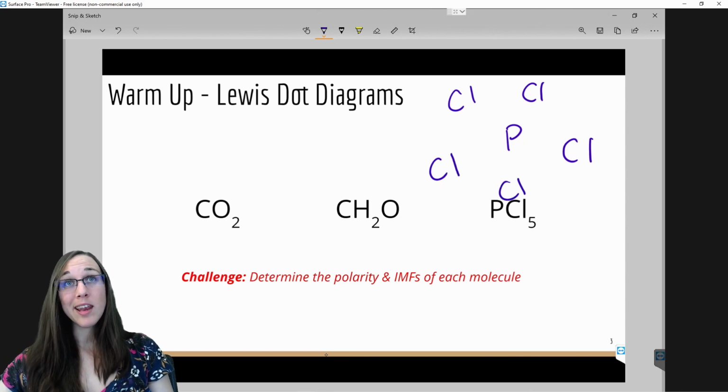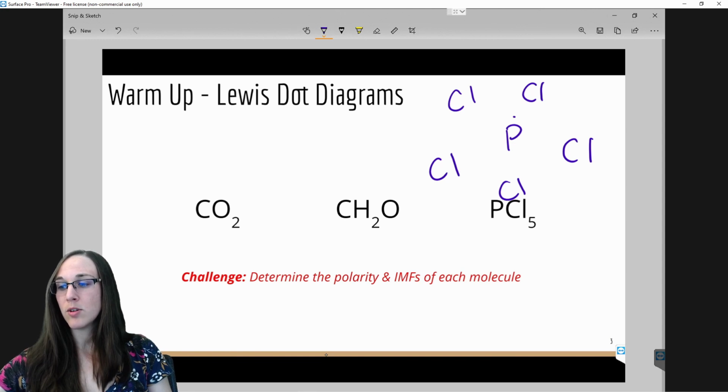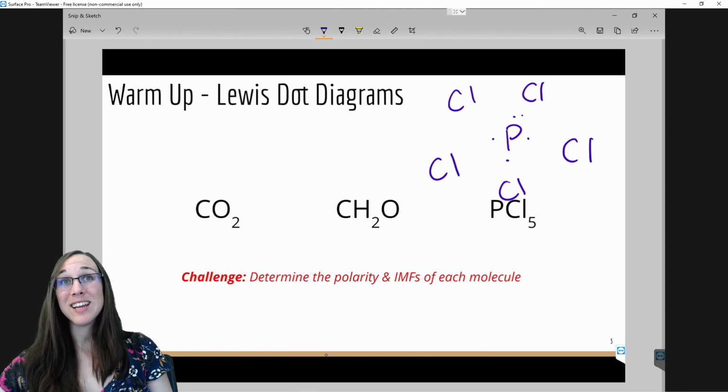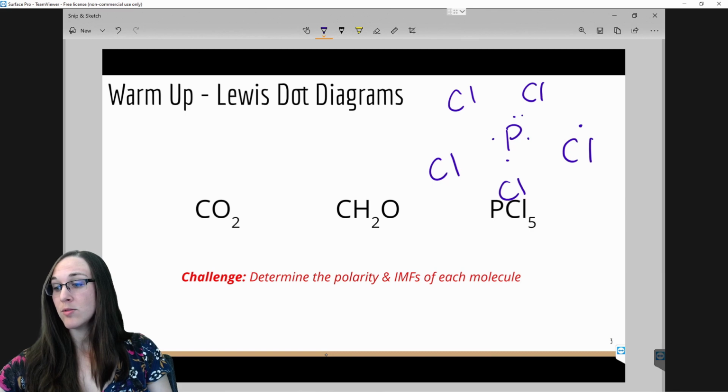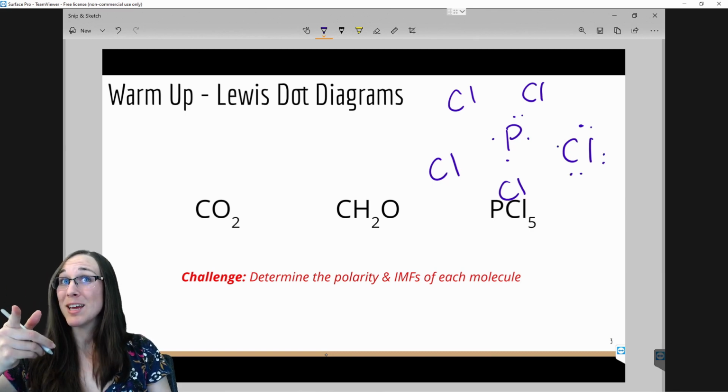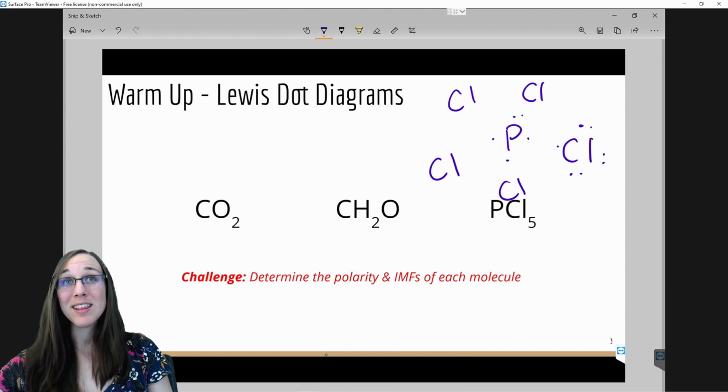There we go. Now we need to draw in our valence electrons for each atom respectively. Phosphorus has 5 valence electrons. 1, 2, 3, 4, 5. Chlorine has 7. 1, 2, 3, 4, 5, 6, 7. Where did I get those numbers? The periodic table. You need to look. We're going to make the other chlorines look the same.